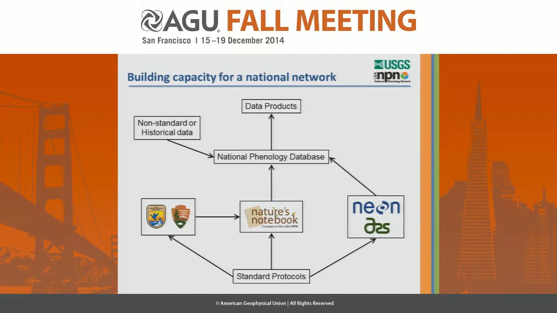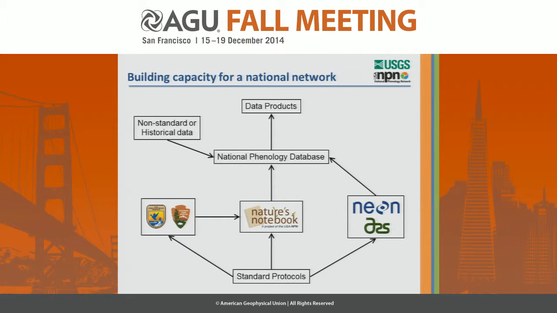So if we start from the bottom, it's all keyed on standard protocols, and of course we've heard that many times here before, where we spent the last 5 years essentially developing, vetting, and publishing protocols. I'll talk about each of these four elements here in more detail in just a moment. We've built an online user interface we call Nature's Notebook. It used to be the National Phenology Network Phenology Observation Program or System, and nobody understood, and people still don't understand what phenology is, so we have to overcome that.